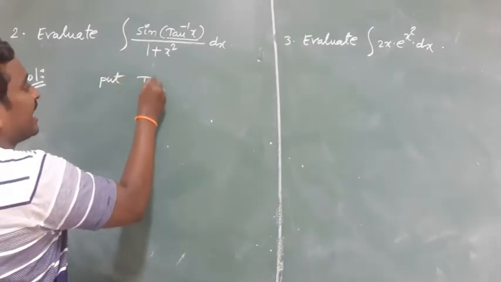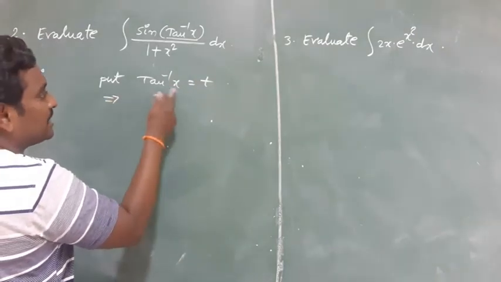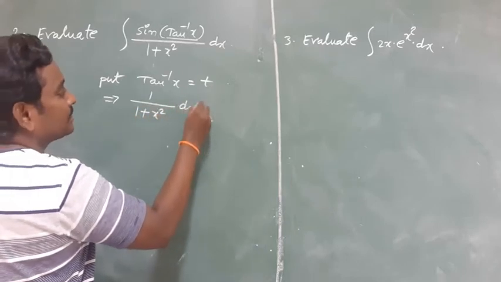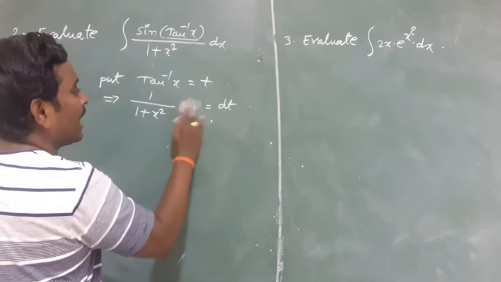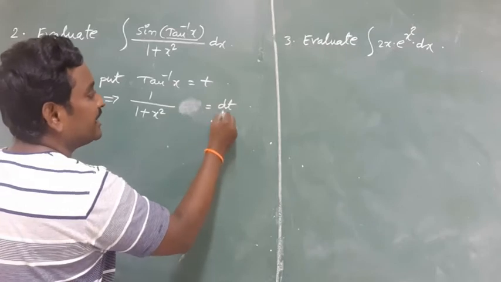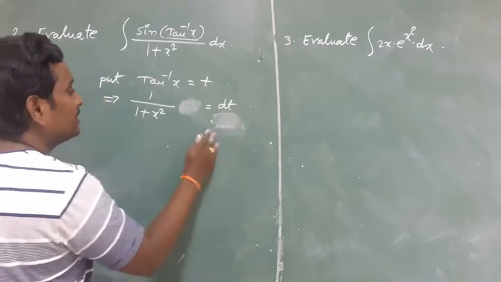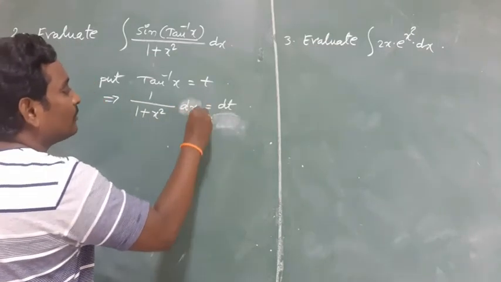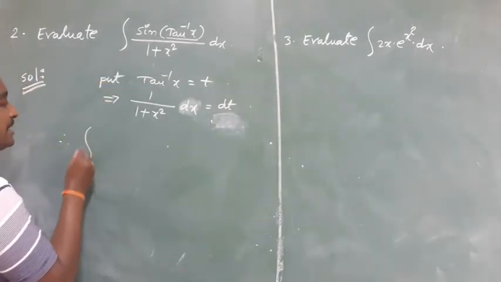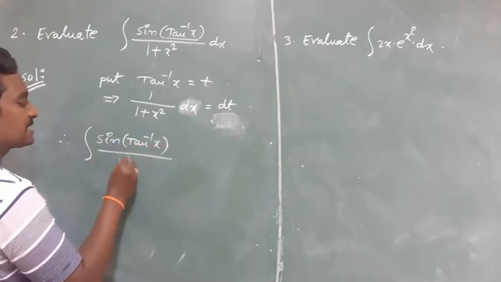Put tan inverse x is equal to t, and everybody knows that the derivative of tan inverse x is 1 by 1 plus x square. Actually here we have the derivative of tan inverse x, 1 by 1 plus x square, is equal to the derivative of t, dt by dx. Directly by taking this denominator to this side, you will get 1 by 1 plus x square dx is equal to dt directly.